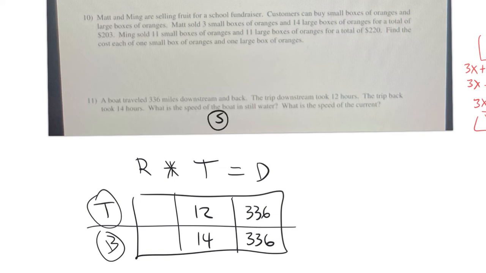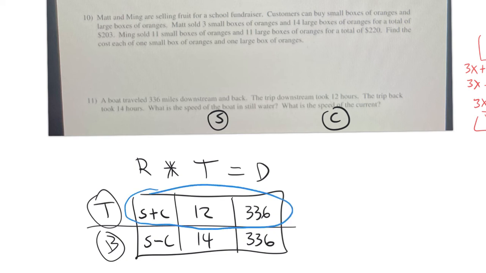That's the speed of the boat in still water and the speed of the current. Now, if you're going downstream, that means it's going to be the speed of the boat in still water plus the current. That's the total speed that they went downstream in general. If you're going upstream, well, that's going to be the speed of the boat minus the current right there, right? So that's helpful, okay?